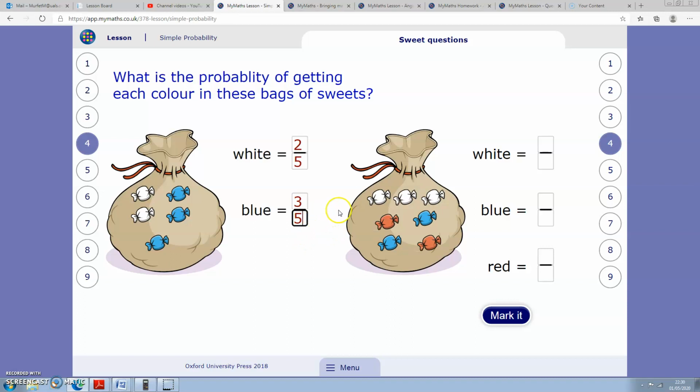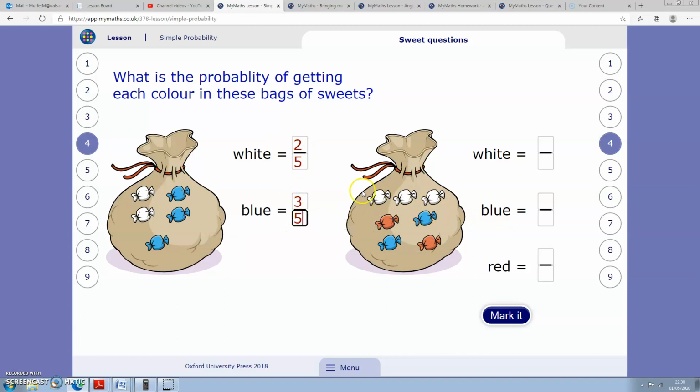Now, remember I said that probability is always out of 1. Now if we add these two together, if I add 2 and 3 together, that gives me 5. So that would give me 5 over 5. And 5 over 5 is just another way of writing 1. So when we're adding up probabilities in one event like this is, the two numerators will add up to the same as what the denominator is.